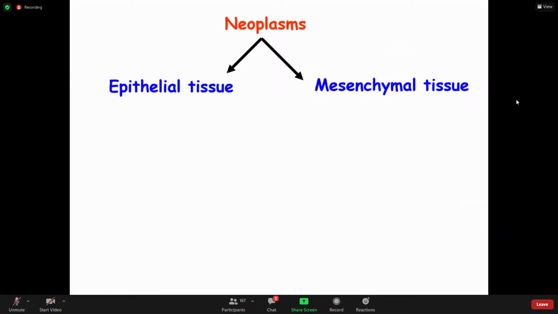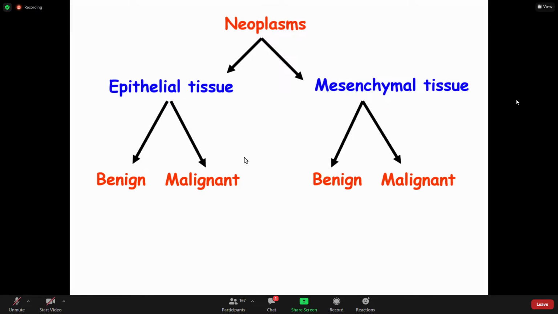All right, so in terms of division, you divide neoplasms along two lines: the epithelial division, and the mesenchymal division or mesenchymal tissue. Those that arise from epithelial tissue are called, for example, adenoma, or if it is malignant, you call it adenocarcinoma. So it may go benign versus malignant. The same thing exactly applies with regard to mesenchymal tissue. It could also be benign versus malignant, fibroma versus fibrosarcoma.